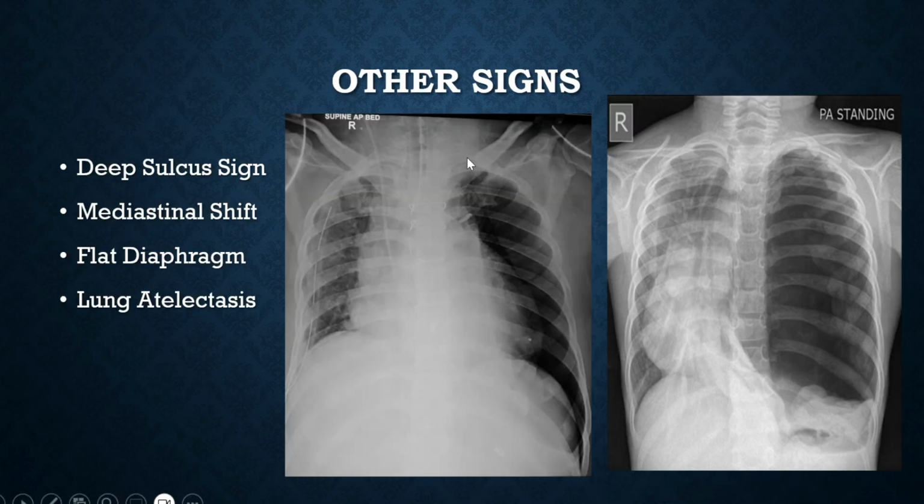Now other indicators include the deep sulcus sign, which is the deep and lucent CP angle, mostly seen in the semi-erect or supine position. Another one is the mediastinal shift. If a large amount of air is accumulated within the pleural space, it causes mediastinal shift as a mass effect, flattening of the diaphragm, and lung collapse. So these are the signs of pneumothorax.